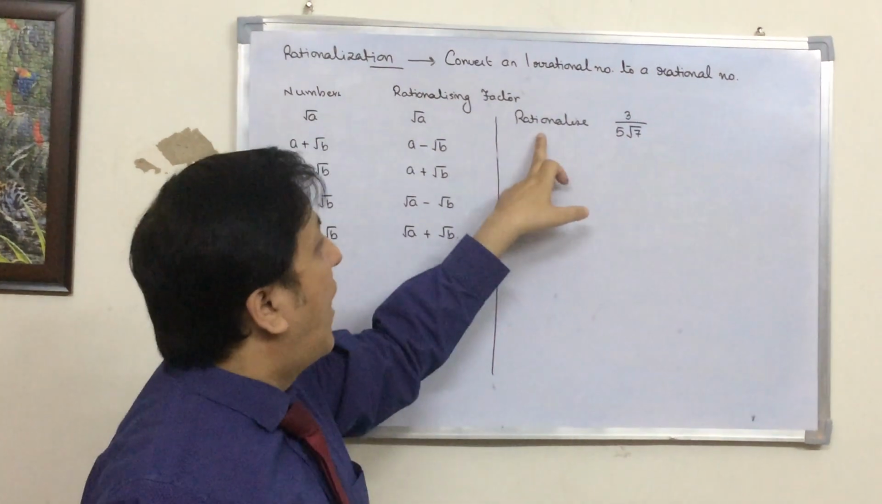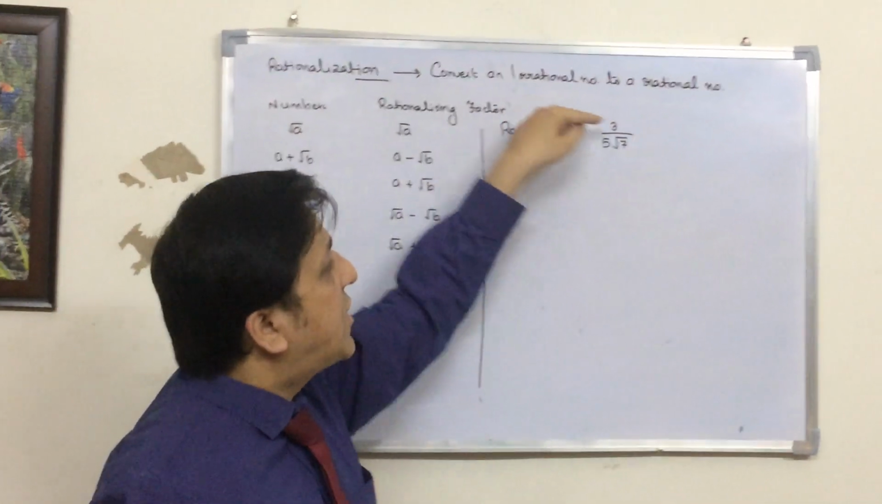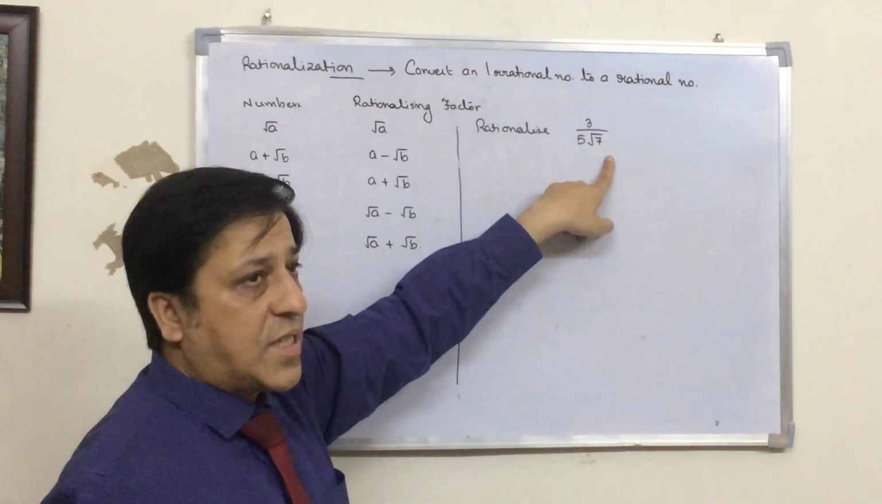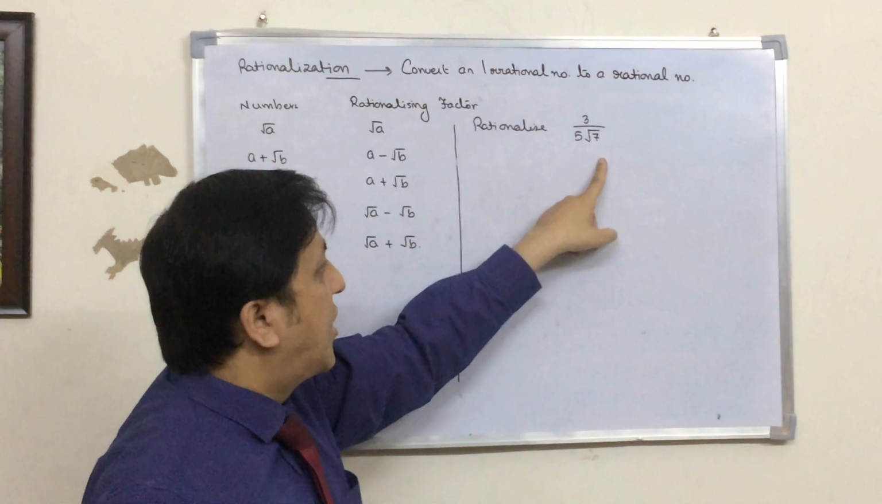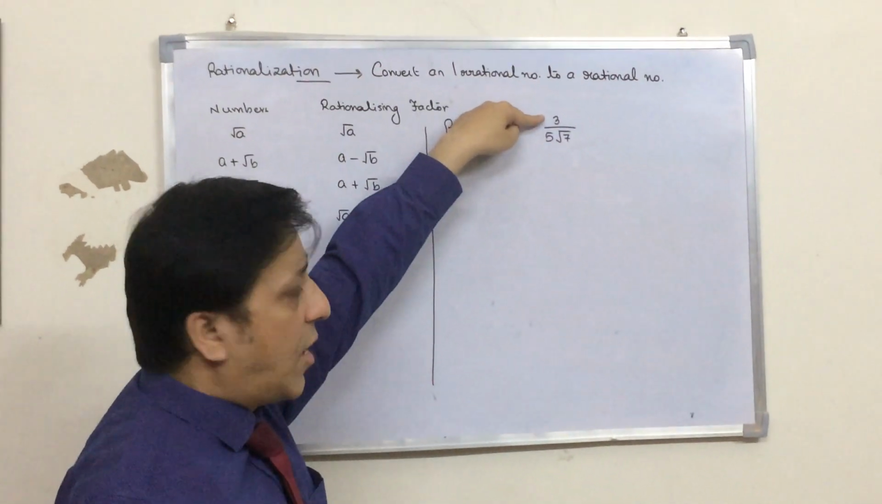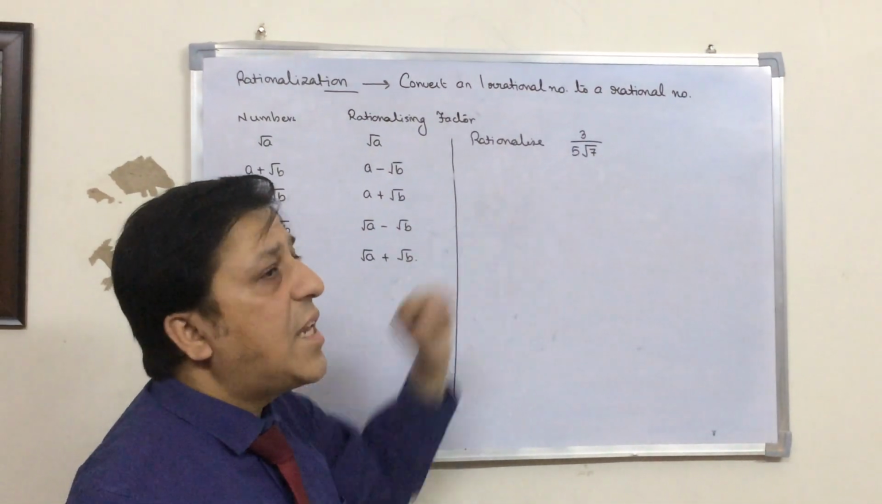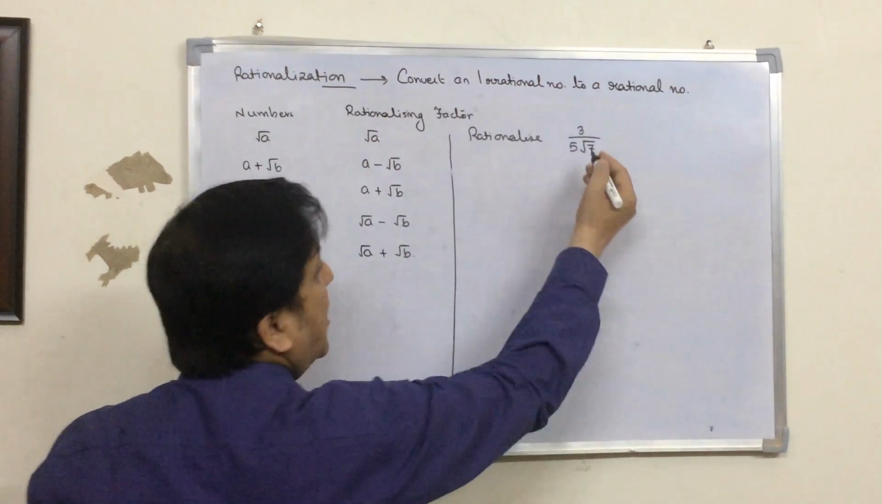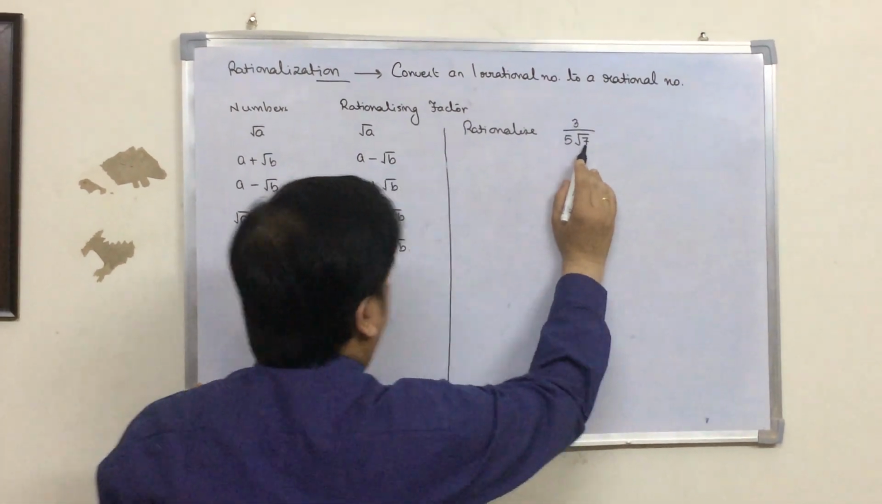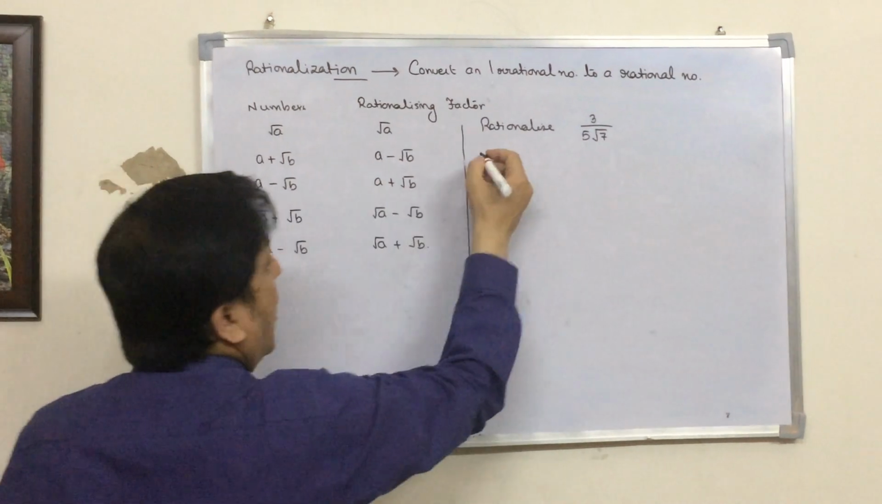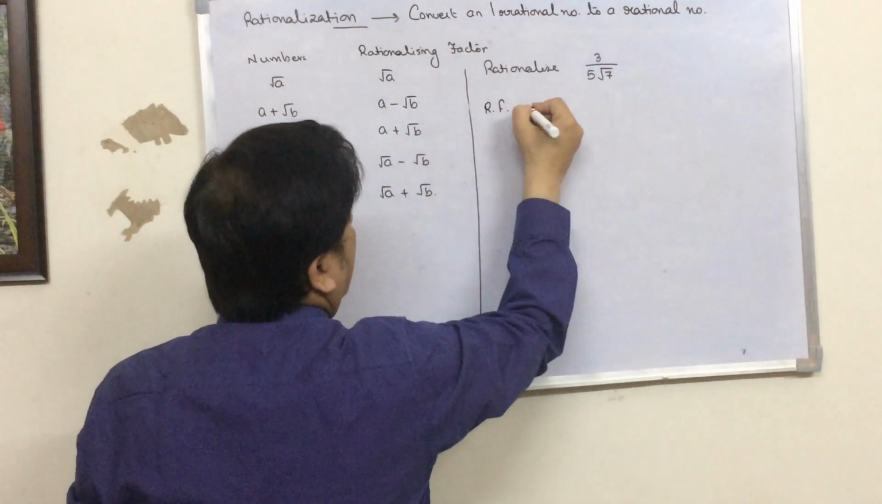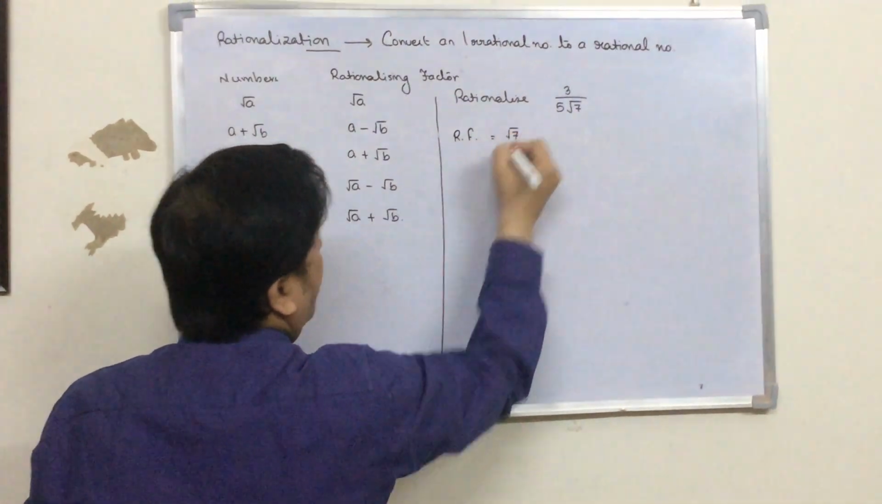Here is an example. We have to rationalize the denominator of 3 upon 5 root 7. Clearly, the numerator is a rational number. However, the denominator is an irrational number. The irrational number is 5 under root 7, which is of the form under root a. So its rationalizing factor will be under root 7.